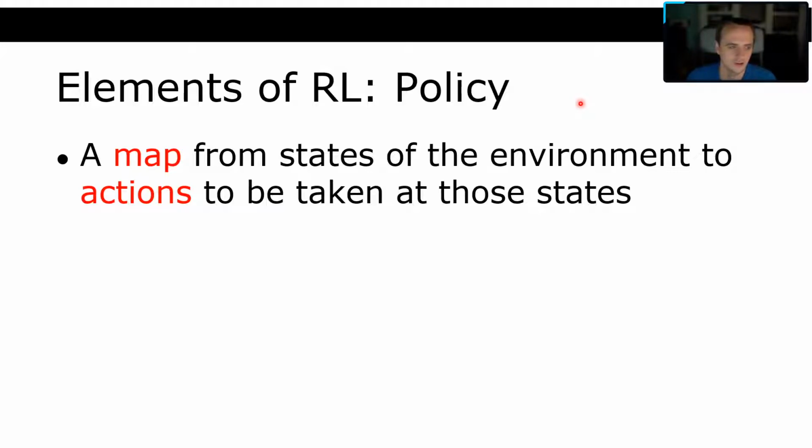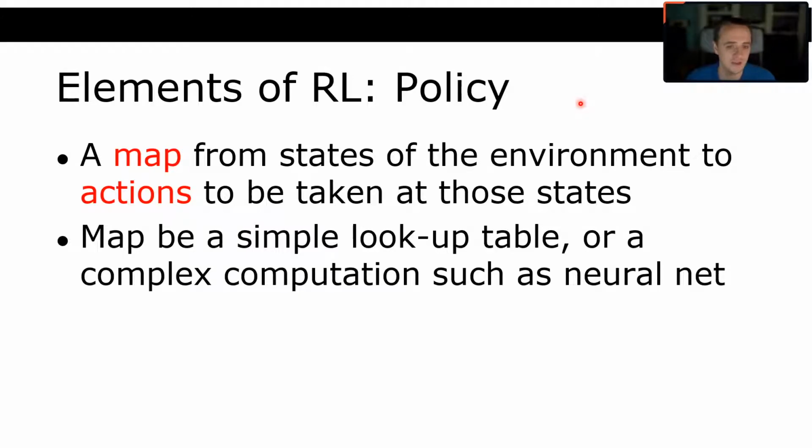So a policy, in terms of reinforcement learning, is a mapping from states of the environment to actions to be taken at those states, okay? So that map could be a simple lookup table, it could be a dictionary, it could be a hash table, or it could be a complex computation such as a neural network or an arbitrary function. So the policy, all you have to remember about it is that it takes input states and it somehow produces an action from that, okay? So it could be a lookup table, could be a neural net, could be a function with a bunch of if statements. That's your policy.